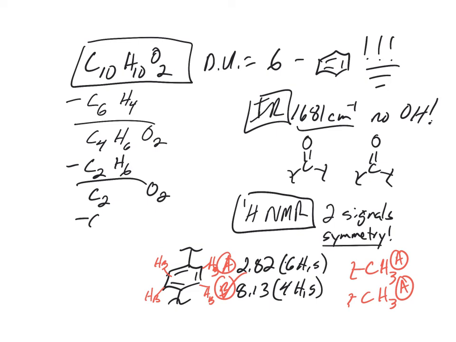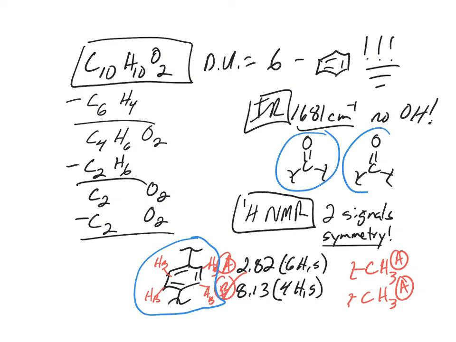So that would take down the C2O2. Do we have anything left? So what are our final pieces? We have this one. We have the benzene ring. We have two carbonyls. We have two CH3s. So I said two carbonyls because we end up with C2O2.